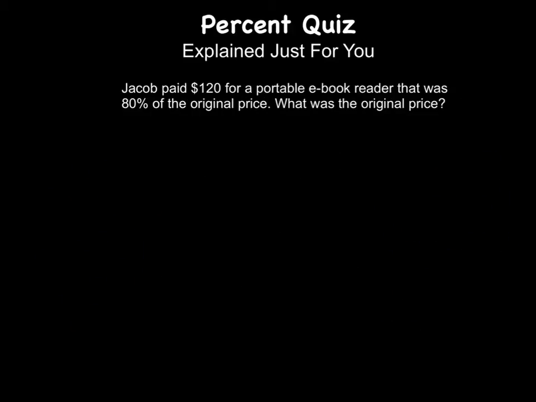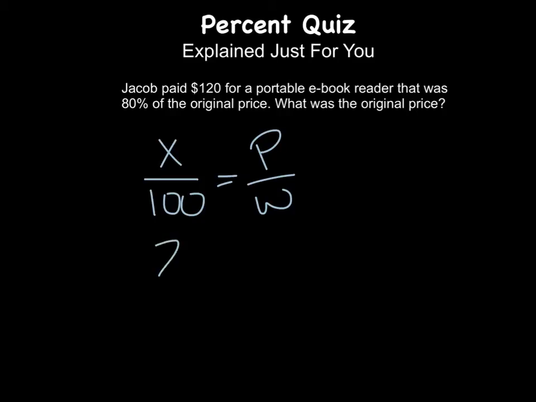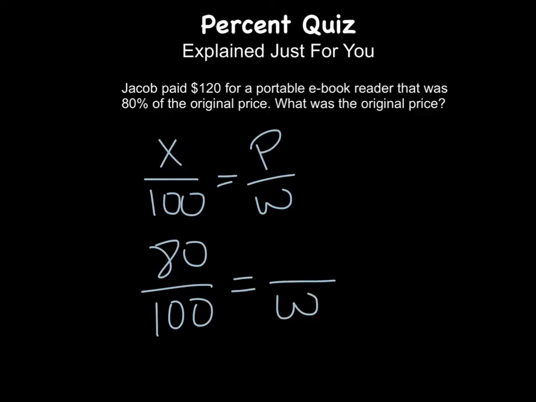Next one, Jacob paid $120 for a portable ebook reader that was 80% off the original price. What is the original price? Okay, so I'm going to go back to my percent over 100 equals part over whole. We have our percent. They've already given us that. So the original price, or the whole, is what we're looking for. And we have $120 as the sale price.